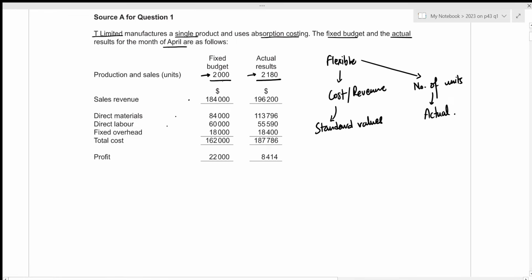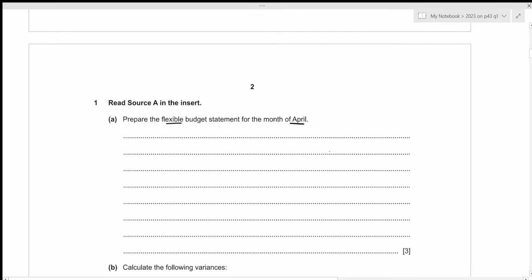So the first thing that we need to do is figure out the per unit revenue as well as the cost for direct material and direct labor. In order to do so, we can just divide the given values by the fixed budgeted units, which is of 2,000. Then we need those values such that it will reflect the actual results of 2,180. So within our flexible statement, we can just multiply the per unit value of revenue as well as cost to the actual units of 2,180 and create the budgeted statement and have our final budgeted profit. So let's start with our format.